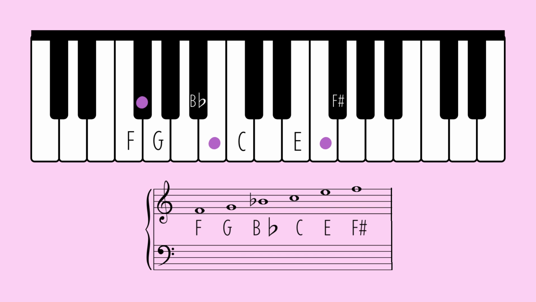Let's look at a few examples of whole tones. If we start on F and raise it by a whole tone, we skip one black key and land on the white key next to it. This is called G. If we start on C and lower it by a whole tone, we skip one key to the left and land on the black key next to it. This is called B flat. If we start on E and raise it by a whole tone, we skip one key to the right and land on the black key next to it. This is called F sharp.